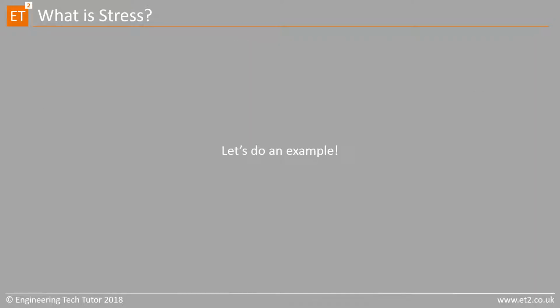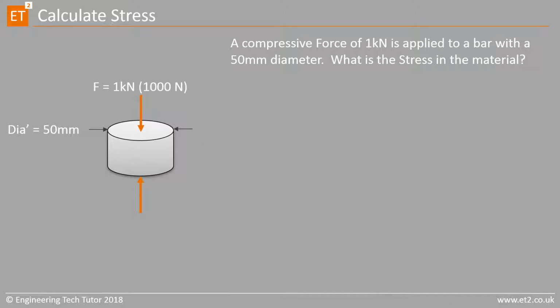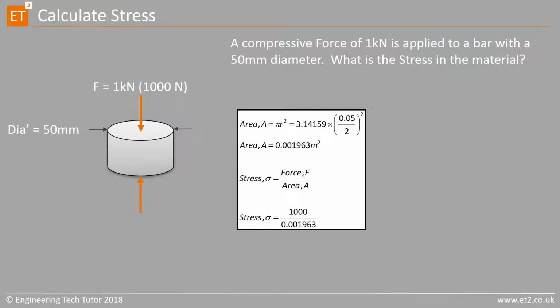Right, so let's do an example. So in this example, I've got a compressive force of 1 kilonewton, which is 1,000 newtons, and it's applied to a bar with a 50 millimeter diameter. What is the stress in the material? Okay, let's work this through. So we know that area of a circle is pi r squared. We know we need to be doing this calculation in meters, not millimeters, and we also see we've got the diameter and not the radius, so we can quickly work that one through.